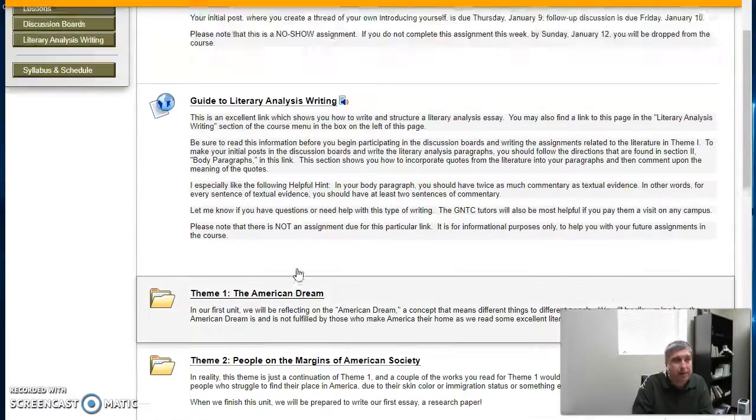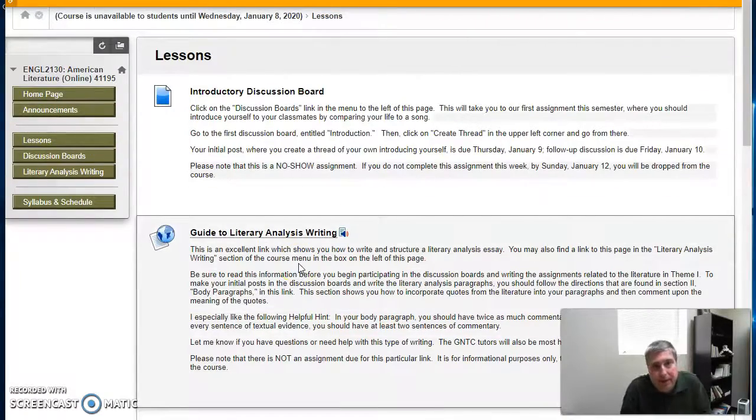Of course, my email address is rthompson@gntc.edu. I'm sure that's on the syllabus. My office is here on the Gordon County campus. I think it's room 105. It's behind room 104. The classroom is 104, and then my office is 105 in the back of that classroom.